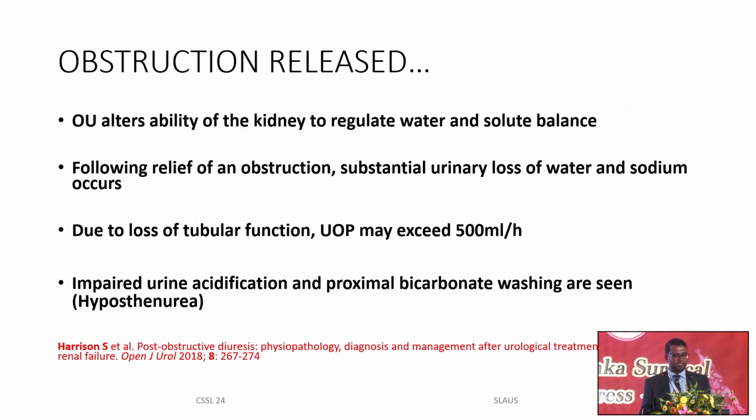When the obstruction is released, even though it is released, the concentrating ability of the kidney may be lost. So the kidney may lose a certain amount of fluid and water, which will cause post-obstructive diuresis. Mostly 2% of patients with unilateral obstruction, and almost 50% of patients with bilateral obstruction or obstruction in a single kidney, will show this condition. Post-obstructive diuresis is more than 200 milliliters for the first hour, or urine output more than 3 liters per 24 hours.